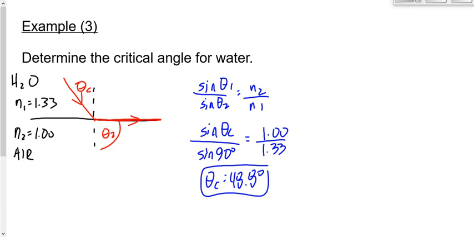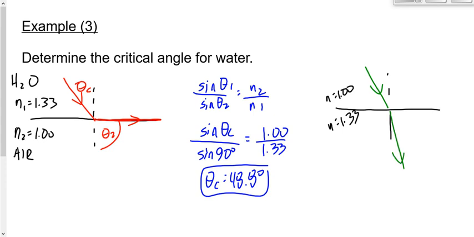Now, why is it going from water to air though, as opposed to air to water? Because if the light goes from air to water, where n is 1.00 to 1.33, what's going to happen? The ray of light is going to come in like this, and then instead of bending away from the normal line, it's going to bend toward the normal line. Theta 2 will always, in this case, be smaller than theta 1. We need theta 2 to be bigger than theta 1 if it's going to reflect.